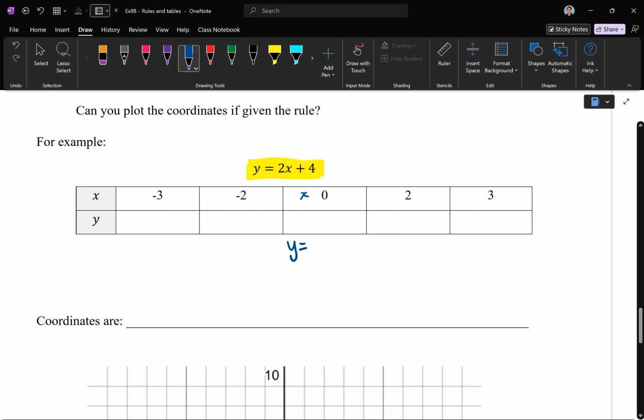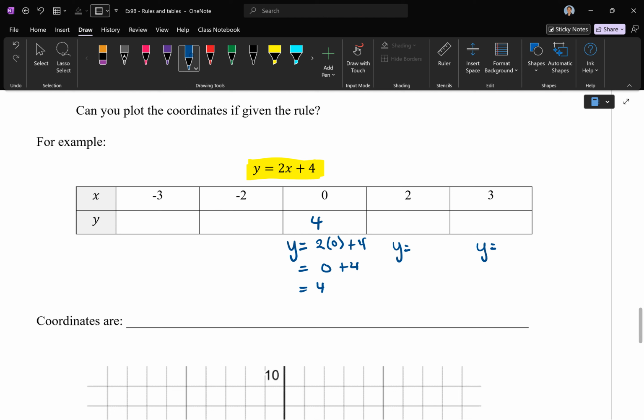If x was 0, double of 0, and then you add 4. Double of 0 is 0. Add on 4. You now have 4. So y equals 4 here. I want you to fill out the next few spaces. What are the next few values?